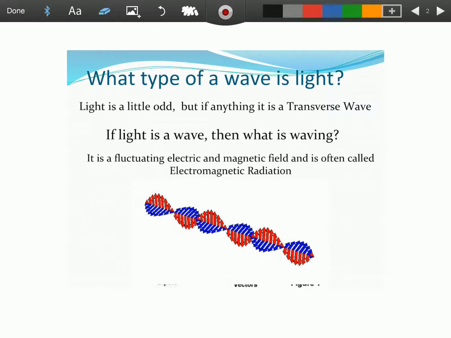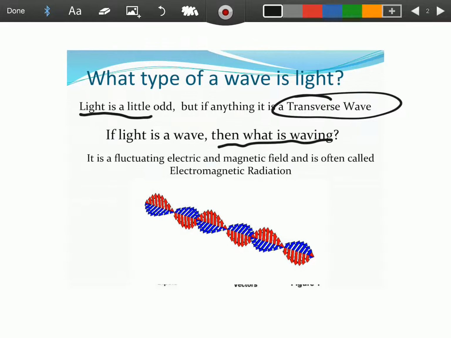A couple of things on this slide to note. Light is a little bit odd. If anything, we call it a transverse wave, and even I hesitate to do that, but compared to transverse or longitudinal, it's definitely in the transverse family. My question: if light is a wave, then what's waving? The answer is that all light is electromagnetic radiation.